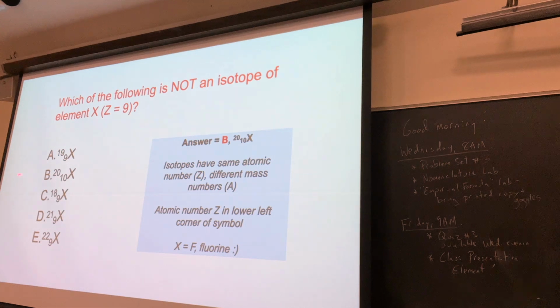This one, though, is not fluorine. It has a different atomic number. What element would that be? Neon. Well done. And again, who knows what X is, but 10 is the answer. 10 on the periodic table over there is Ne, so that would be neon. So B is not an isotope. That's a whole different element.